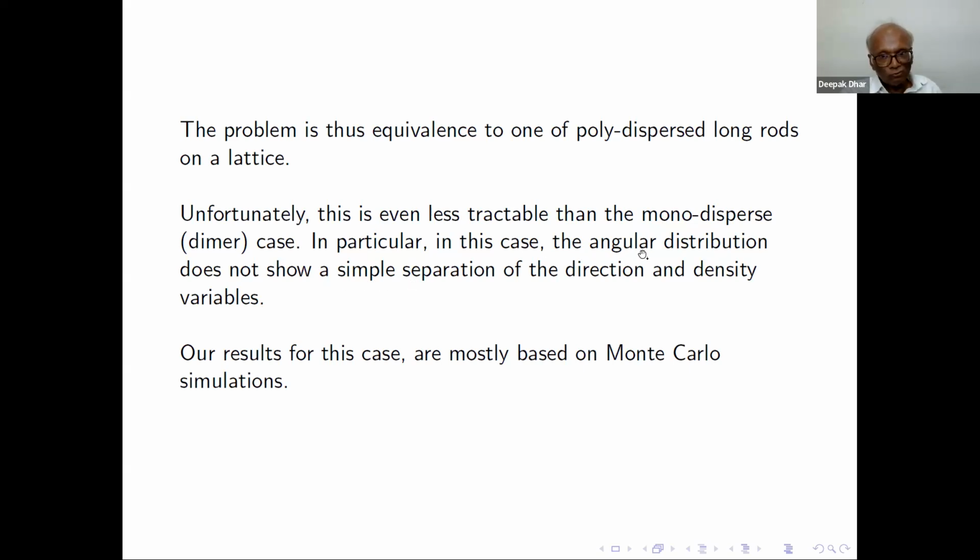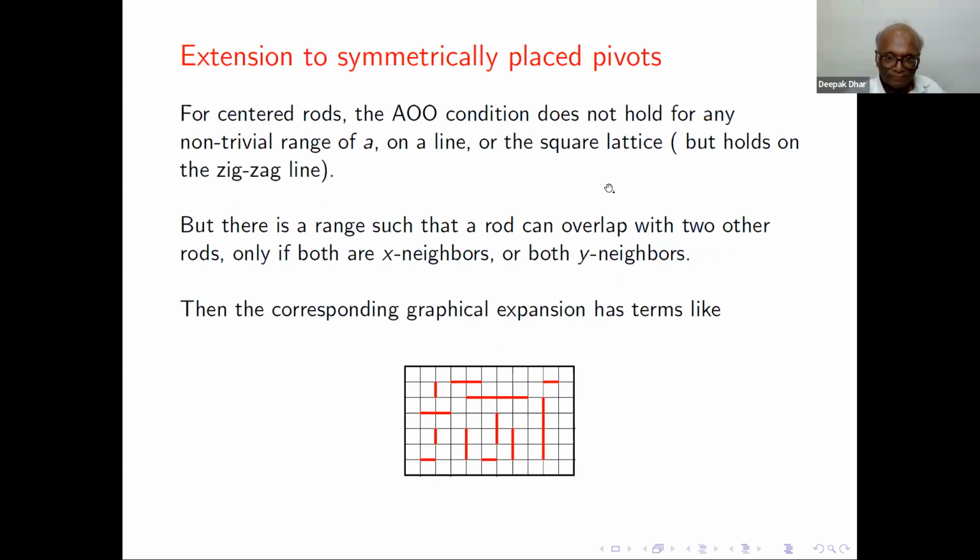And so also the angular distribution does not show simple separation of the direction and density variables, because you don't get reduction to just a 2 variable problem. If you have a rod of length 3 here, then the problem is not reducible to a 2 variable problem; there are non-trivial 3 variable correlations in the problem.